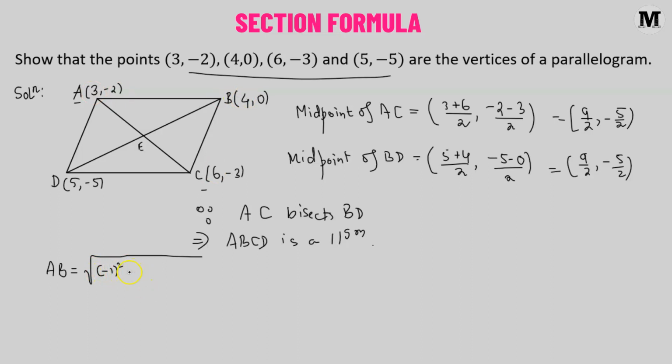We're going to square it. Then add it to the difference of the y coordinates. So that's -2 minus 0, so that's going to be -2. We're going to square that as well. And that's going to give us the length square root of 5. So here we have obtained the length of AB.